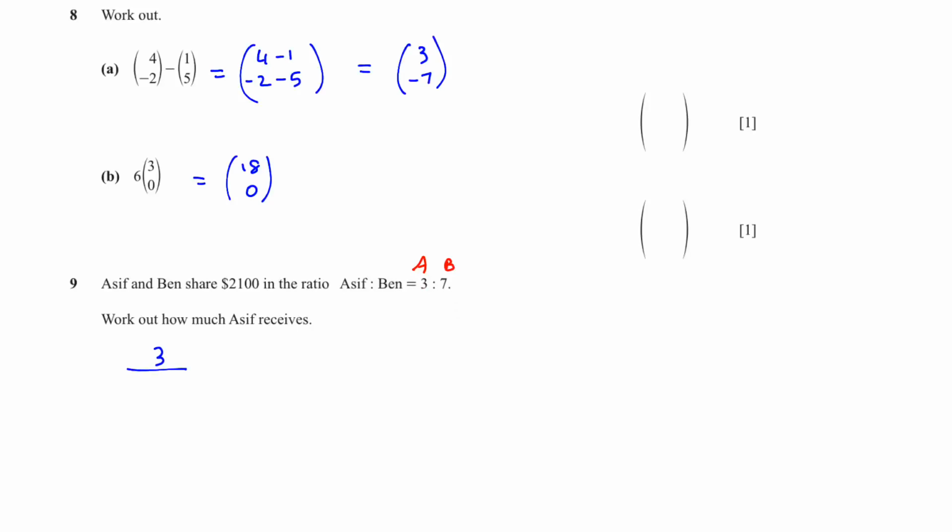Out of how many parts? You add these 2 parts together. 3 plus 7, 10. That will go as a denominator. And he receives a share from 2100. So we multiply 2100. The answer is $630.